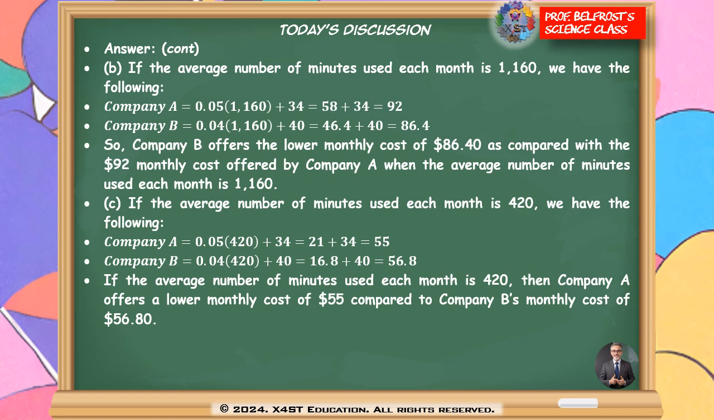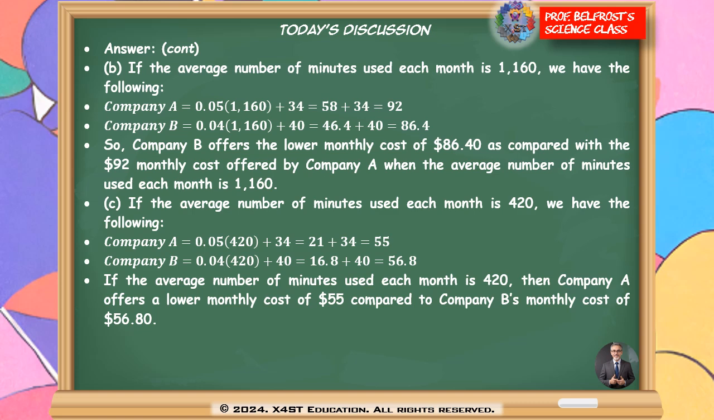For the second point, if the average number of minutes used each month is 1,160, we have the following. You just need to substitute this value, and respectively for company A this is $92 and for company B it is $86.4. Of course you can see that company B offers a lower monthly cost using this plan.